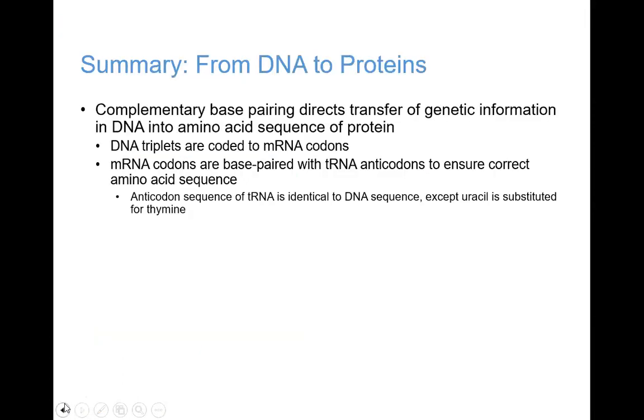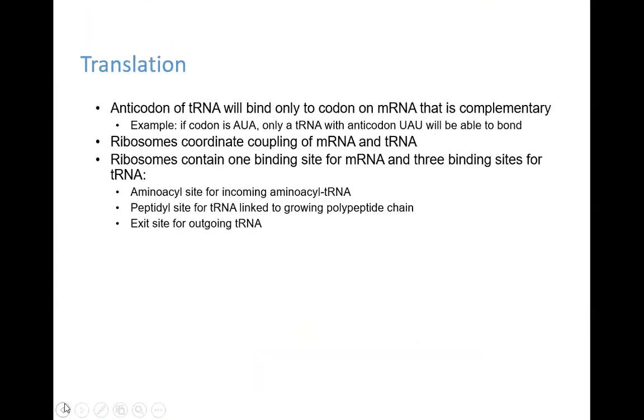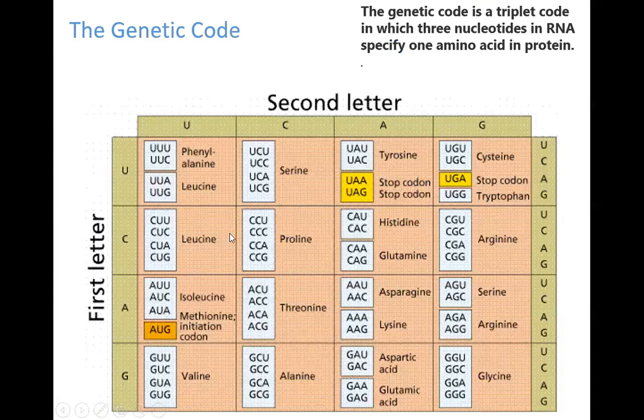CGA and CCA. Okay, CGA, the original one, codes for arginine. But CCA codes for proline. We've now put the instructions for the wrong amino acid in that sequence.